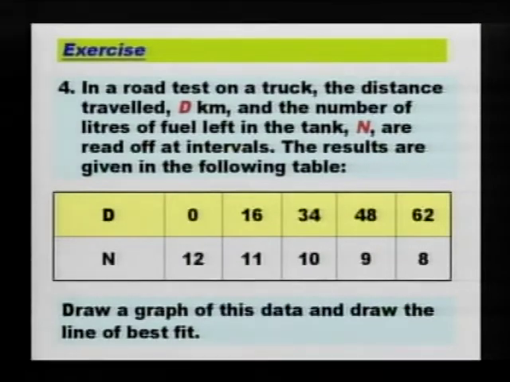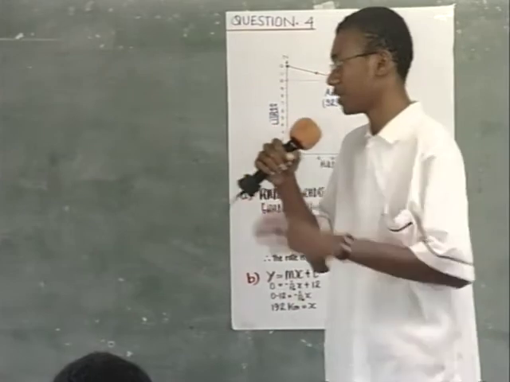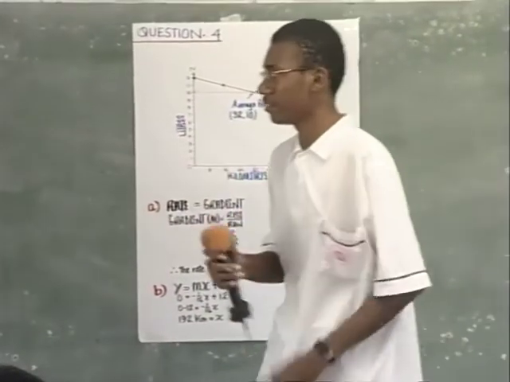Question 4 reads, in a road test on a truck, the distance traveled d kilometers, and the number of liters of fuel left in the tank n are read off at intervals. The results are given in the following table. Draw a graph of this data and draw the line of best fit.